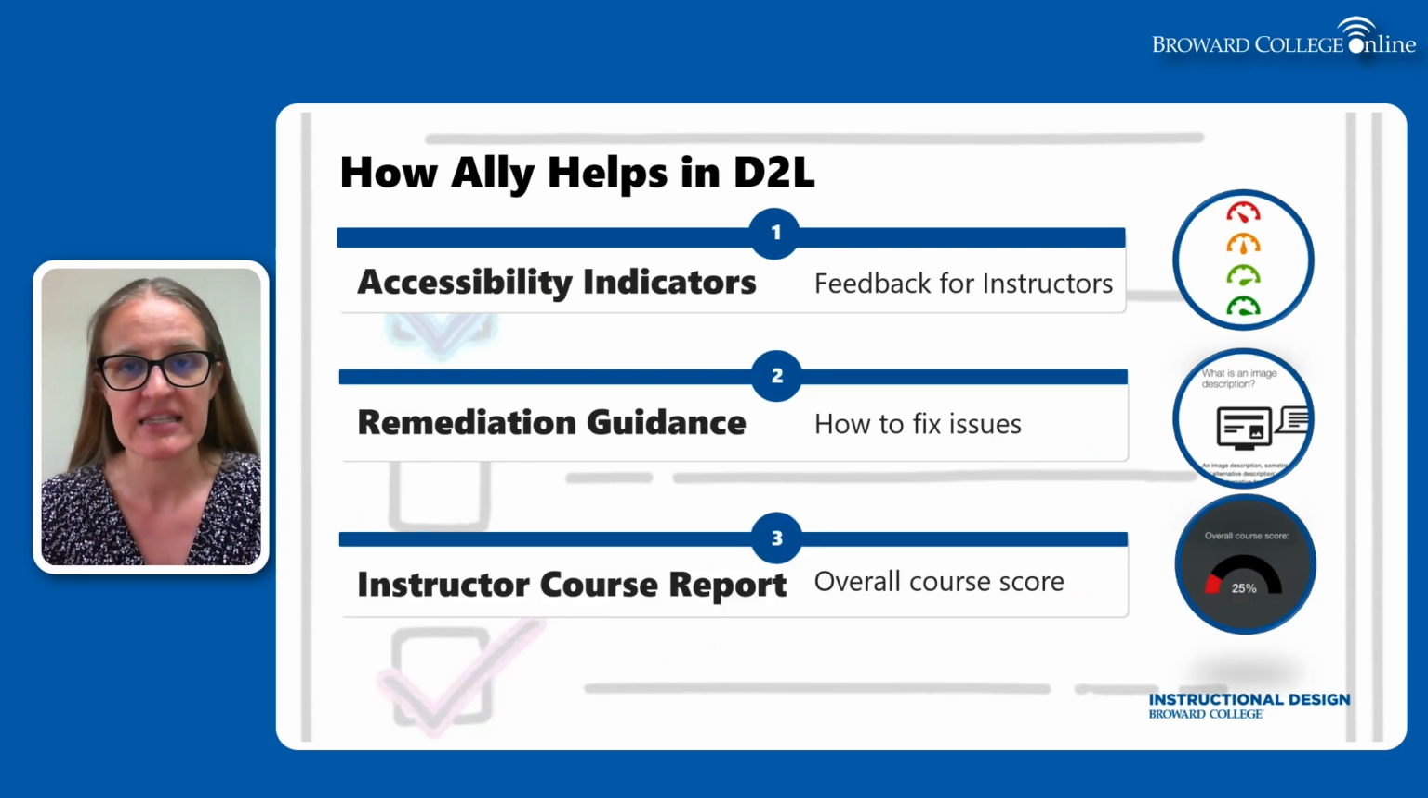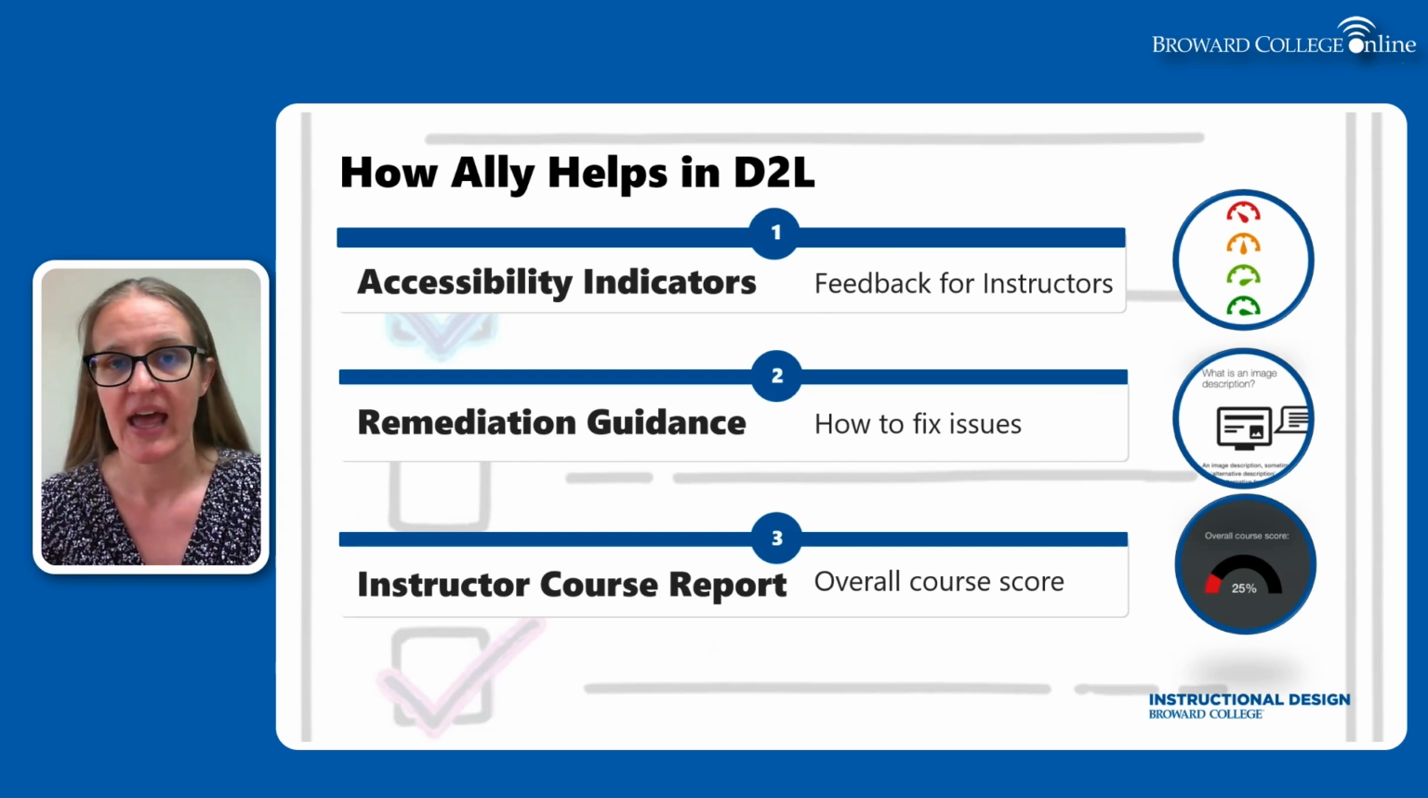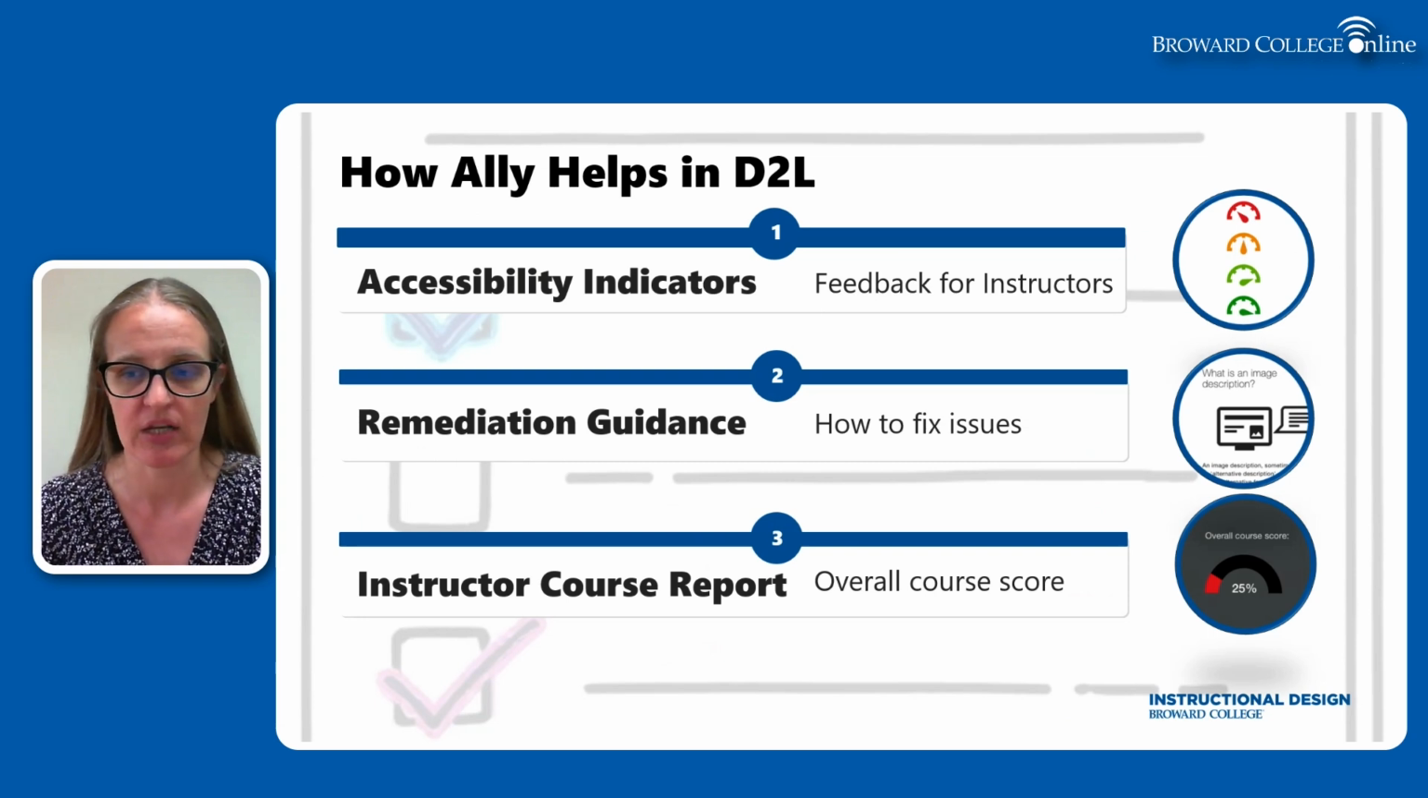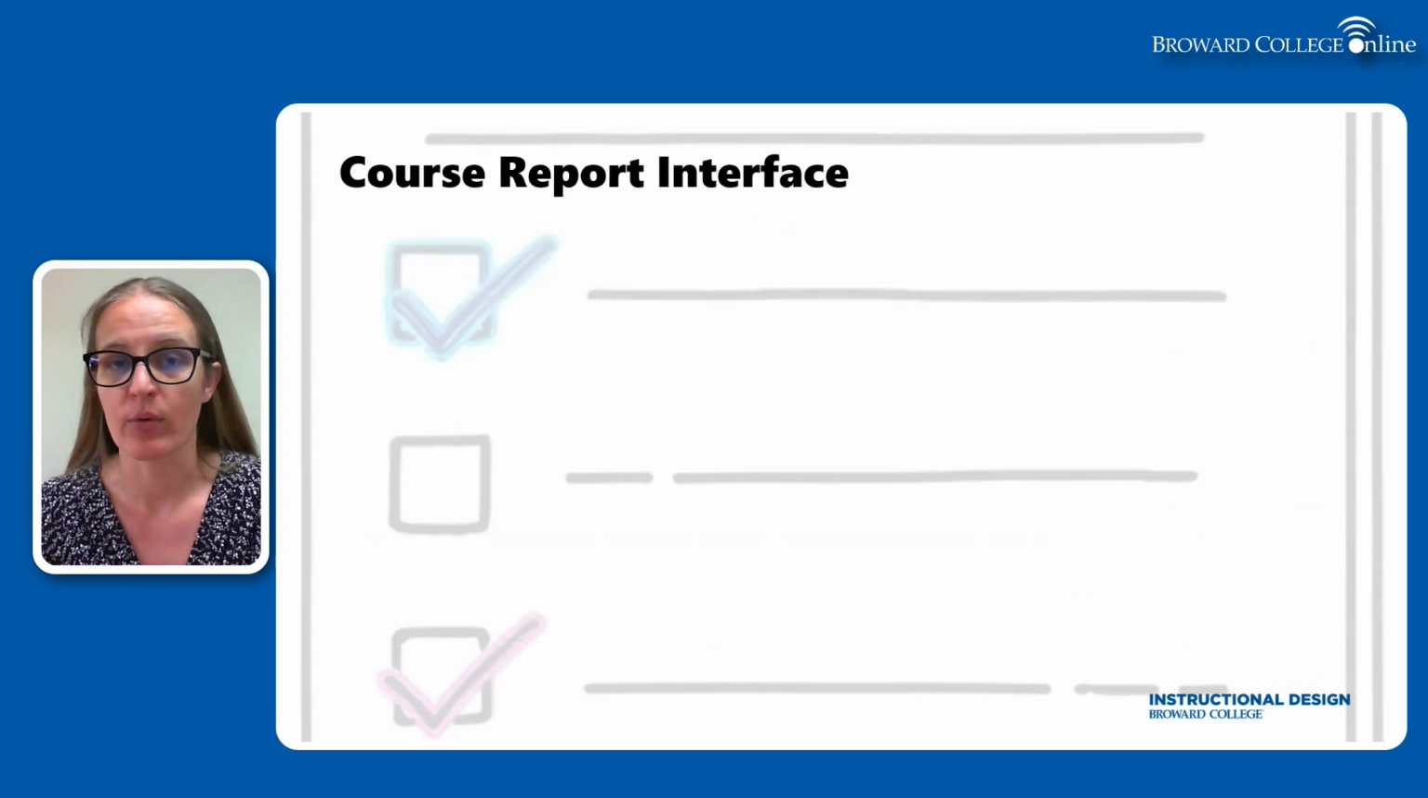And then finally, it has this really nice bird's eye view of the course as a whole in the instructor course report that can give you an overall score, not just for individual content items and documents, but for the course as a whole. And then you can see the progress that you're making as you work on remediating those accessibility issues. So here's what that report looks like.